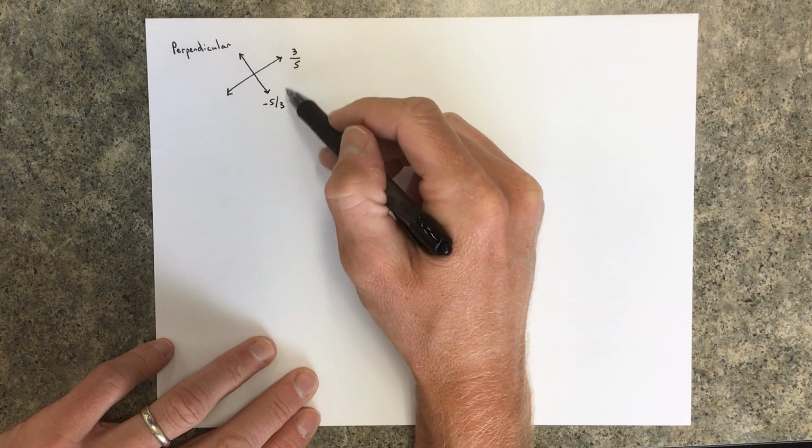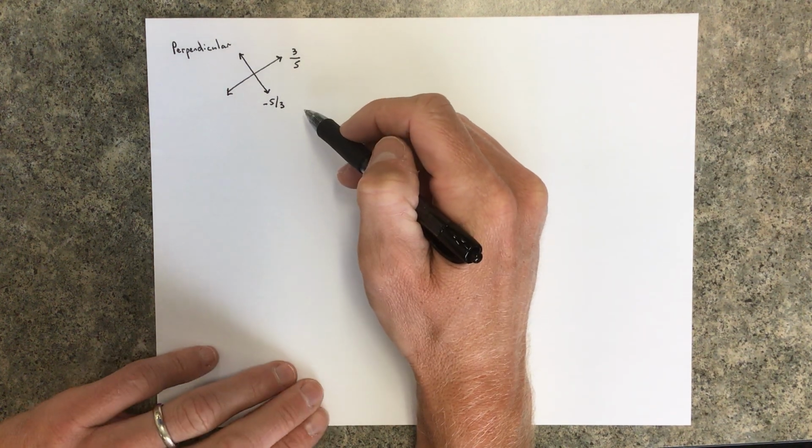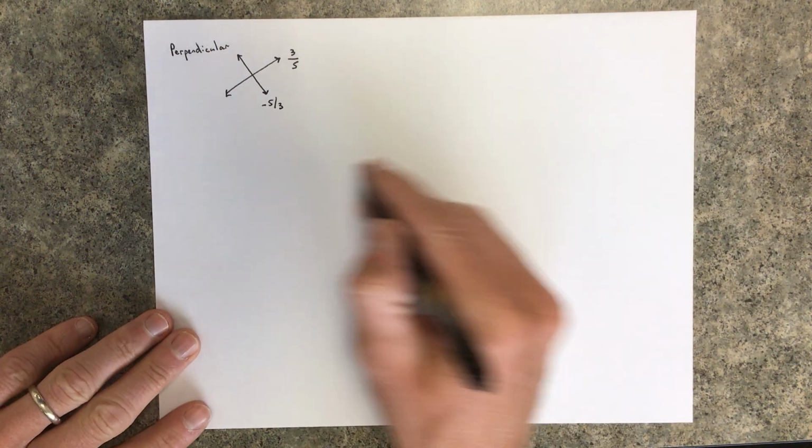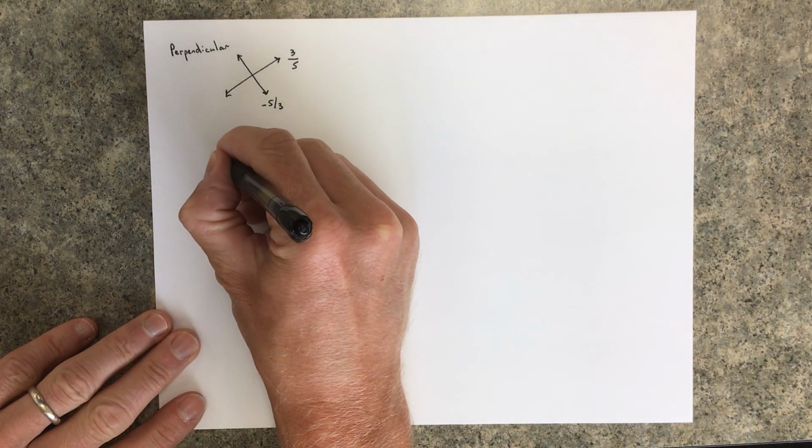The only thing that wouldn't be reciprocals are when you get horizontal and vertical lines, and hopefully it's obvious that those are perpendicular anyways. So let's do a couple examples.